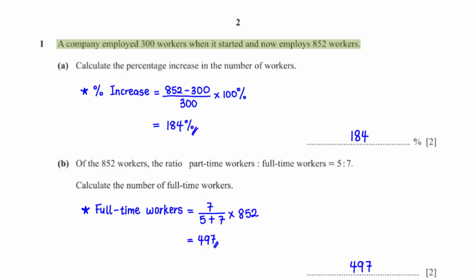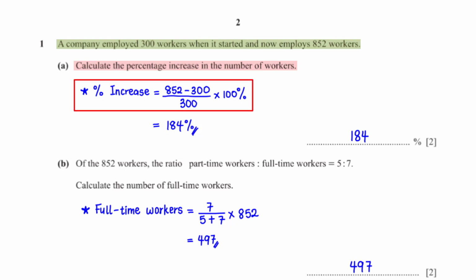A company employed 300 workers when it started and now employs 852 workers. Calculate the percentage increase in the number of workers. The percentage increase is equal to the increase in the number of workers, which is 852 minus 300, divided by the initial number of workers, which is 300, times 100%. This gives us 184%.